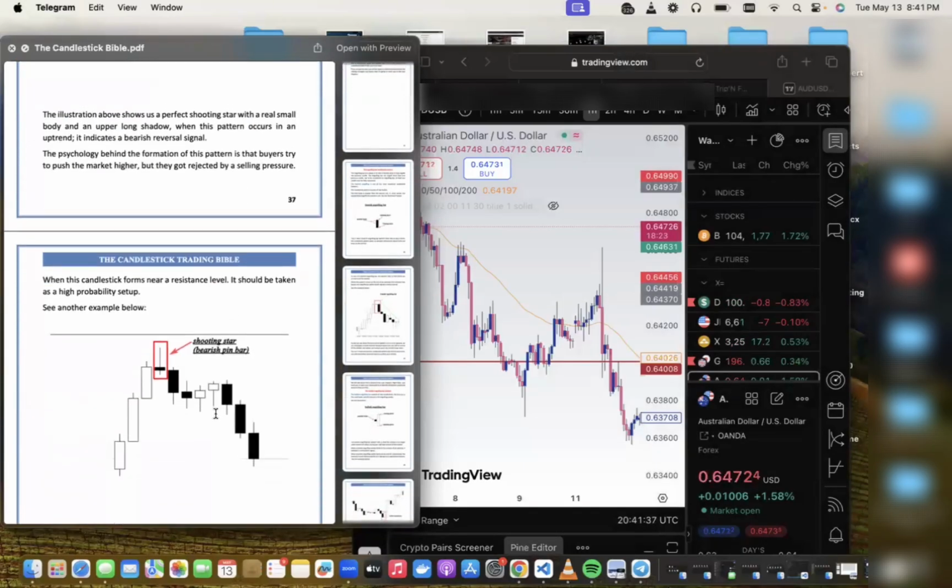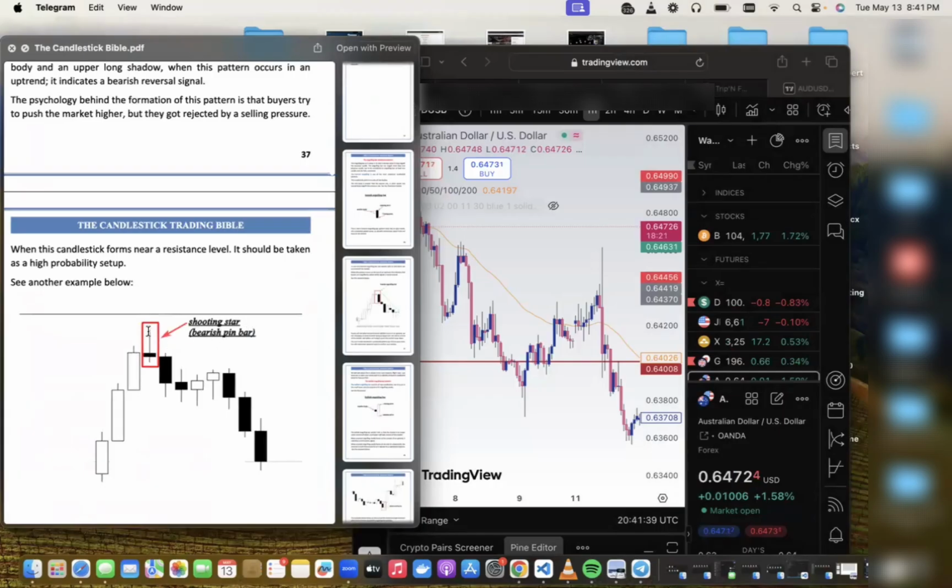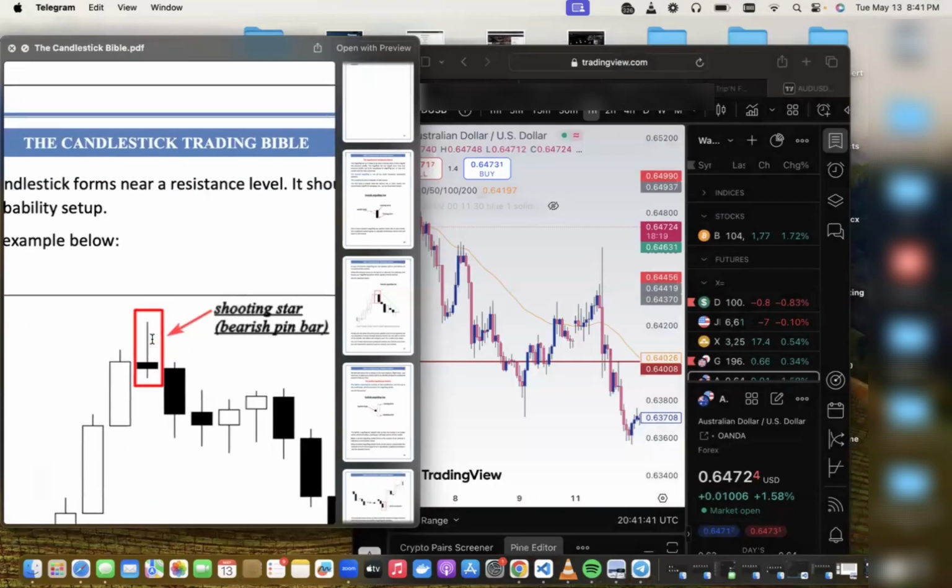You can see these pin bars. The pin bar is something similar. The whole story behind it would be when the price opens here, buyers push it all the way up, and then getting to the end of that time frame, sellers gain momentum and push the price all the way down.